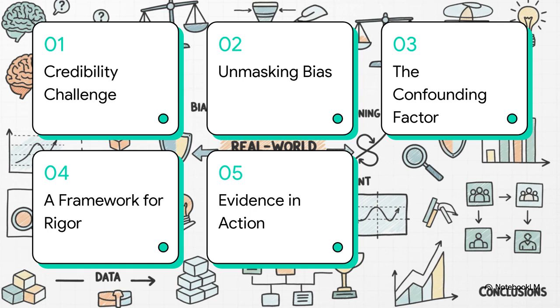So here's our game plan. First, we'll set the stage and look at why this is such a major challenge in the first place. Then we're going to unmask the two big culprits, bias and confounding. Once we really understand what we're up against, we'll talk about a framework for designing truly rigorous studies. And finally, we'll see how all these ideas play out with some fascinating real-world examples.